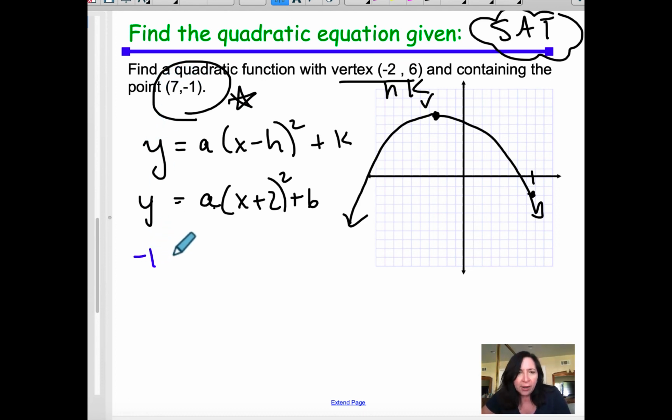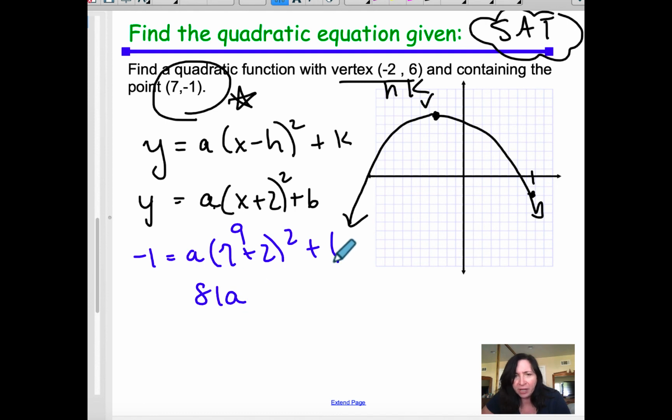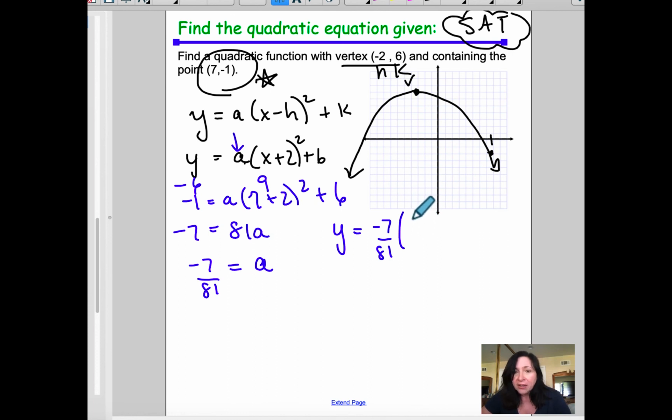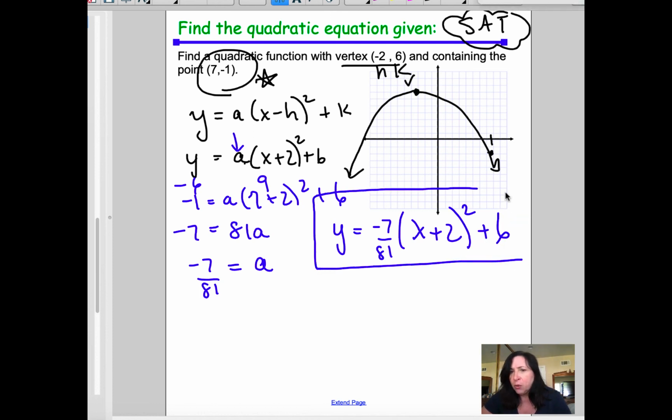So we go -1 equals a times (7 plus 2) quantity squared, plus 6. 7 plus 2 is 9, and 9 squared is 81, so I have 81a plus 6. I'm going to subtract 6, which gives -7. So a is equal to -7 over 81, and that value goes right here. So my actual equation is y equals negative 7 over 81 times (x plus 2) quantity squared, plus 6. This would be my quadratic equation for the values that they gave me.